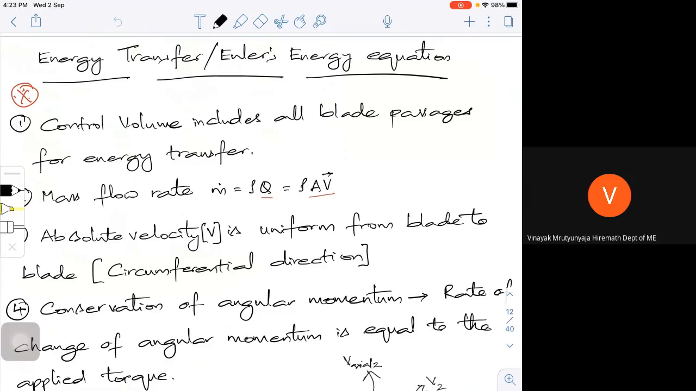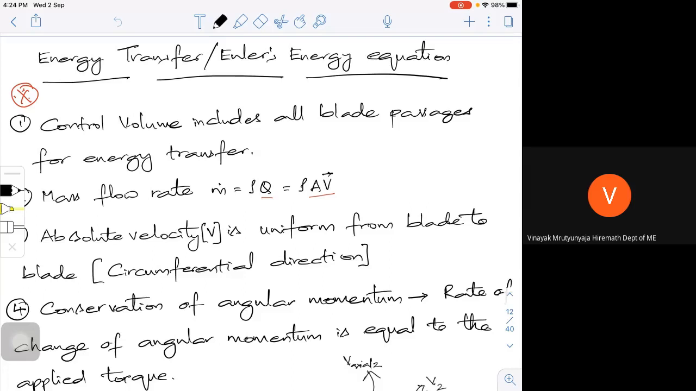Euler's energy transfer equation. When you look at Euler's energy transfer equation with respect to the turbomachine, what does it speak of? It speaks of the energy transfer, which may be from the fluid to the rotor or from the rotor to the fluid. That's how the energy transfer takes place. And it speaks of the types of energies which are available when the fluid is flowing.